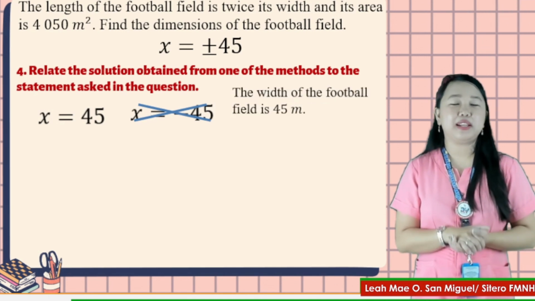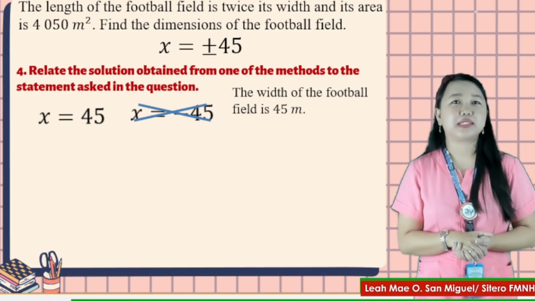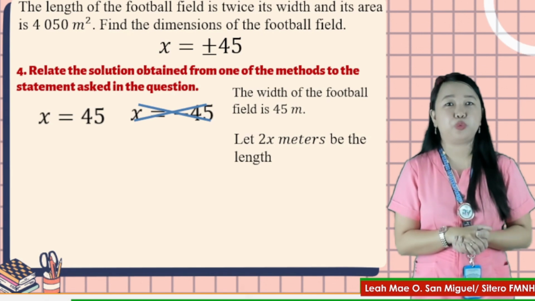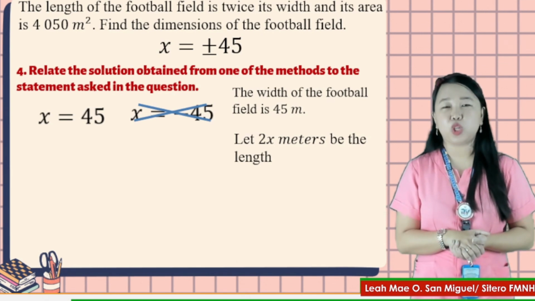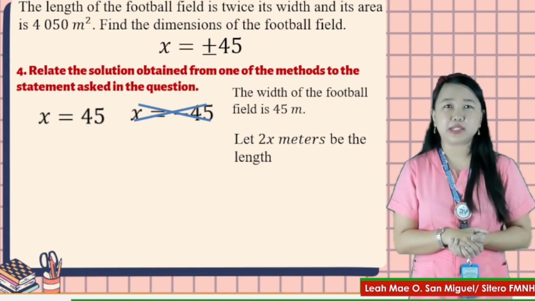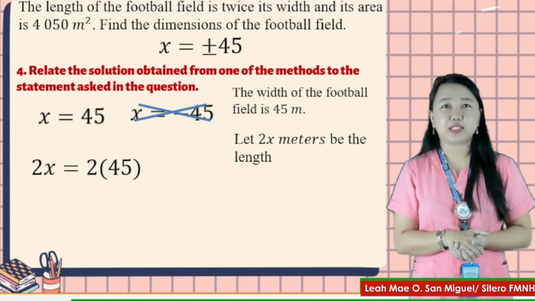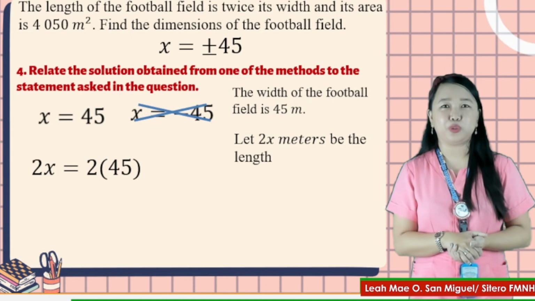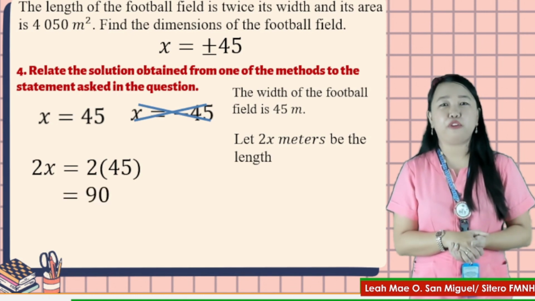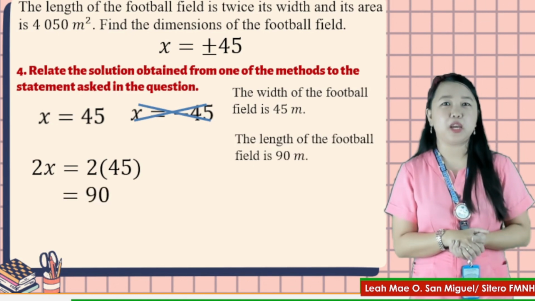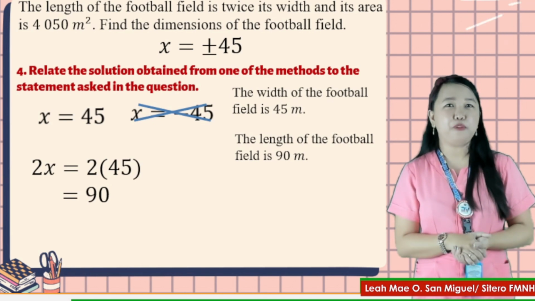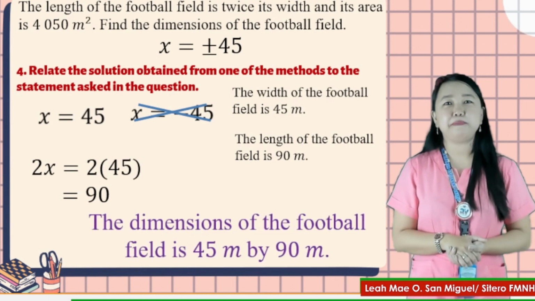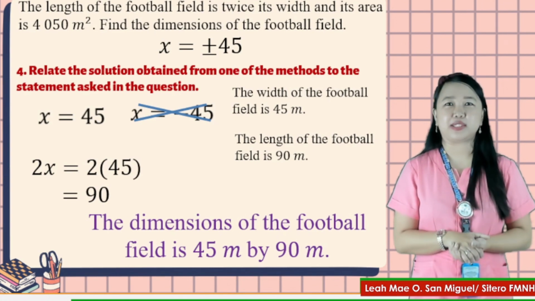Now, we determine the length of the football field. In the sentence, it mentioned that the length is twice its width. By substituting the obtained value of x, we must get that length is equal to 2 times 45, and it is equal to 90. The length of the football field is 90 meters. Therefore, the dimensions of the football field is 45 meters by 90 meters.